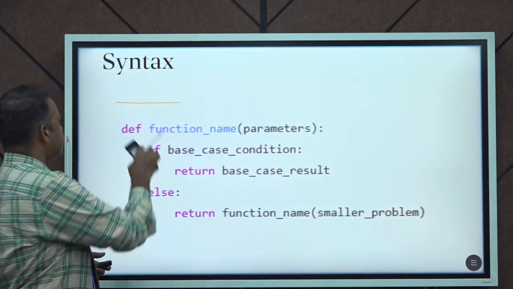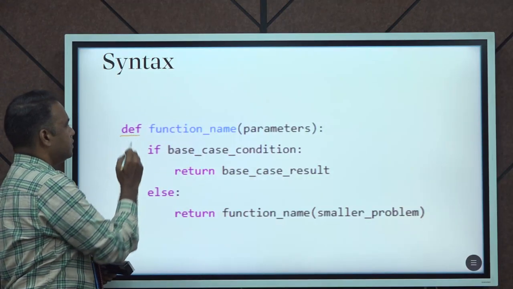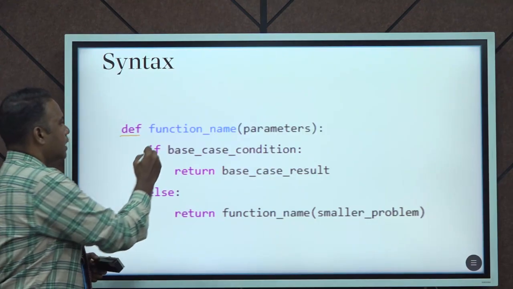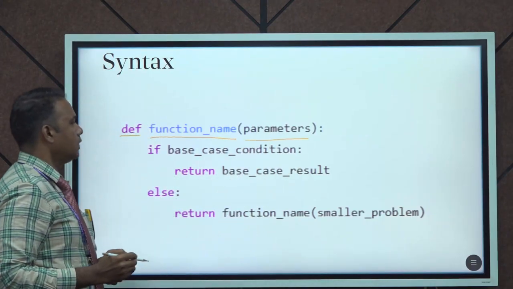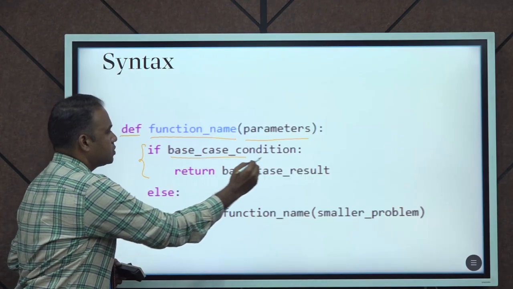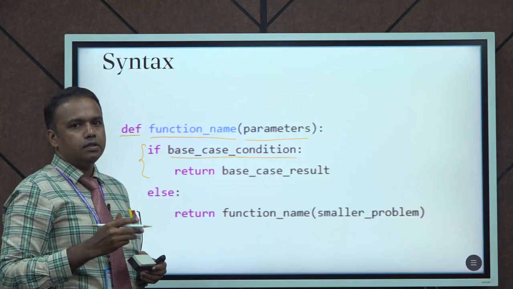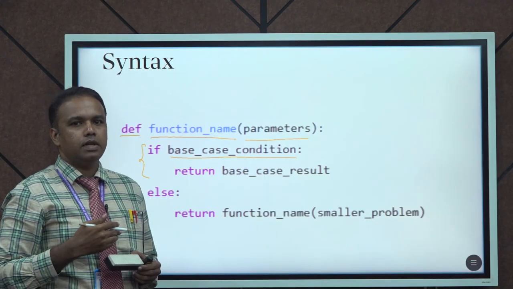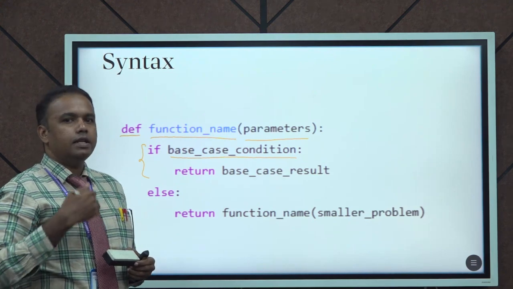This is the syntax of a recursive function. def is the start of a function, followed by the function name along with a parameter. In a recursive function, this is very important: a base case condition should be mentioned to stop the recursion. A recursive function is one that calls itself again and again.